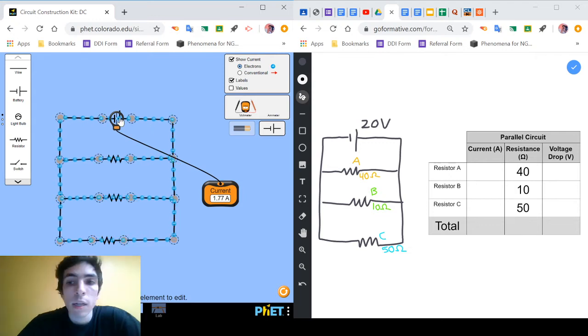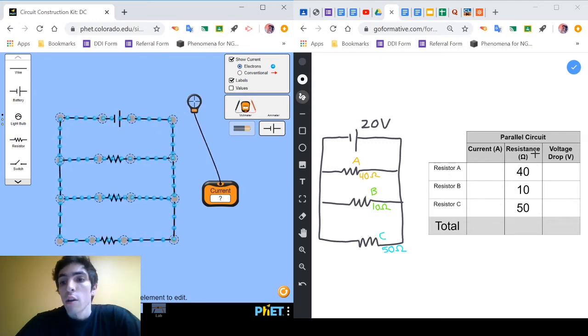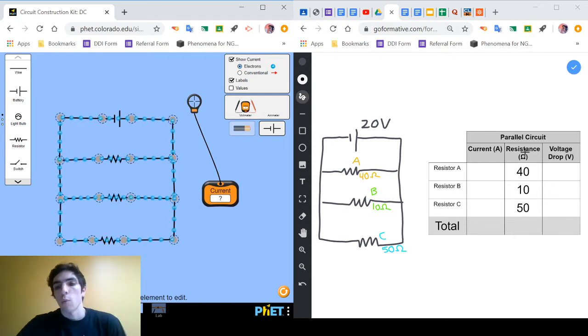Now, for something like resistance, I would skip that for now. And the reason for that is that we are going to come back to this total resistance at the end, once we've gotten our total voltage drops, and once we've gotten the individual voltage drops for each of these.